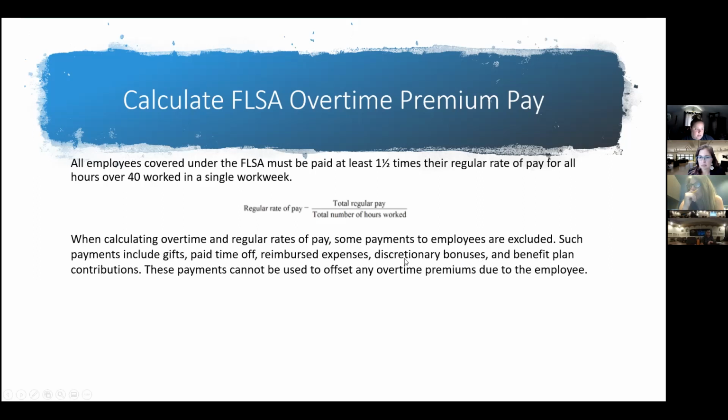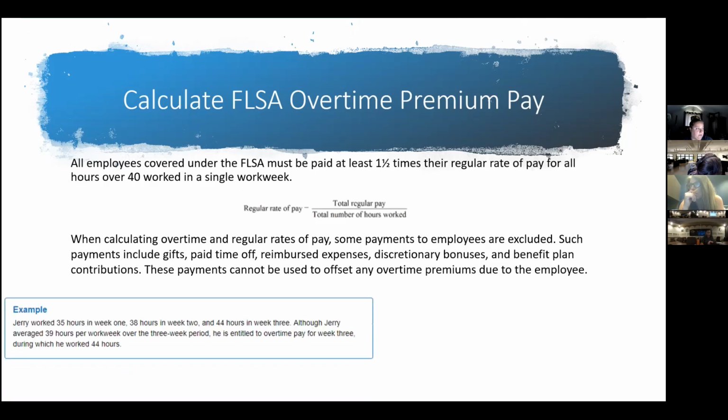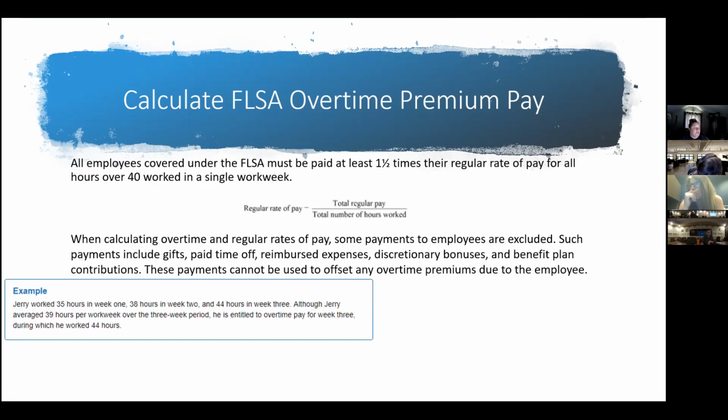Okay. We talked about all this last week. What should be included? Don't include paid time off, gifts, things like that. Those are not included in your regular rate of pay. So if Jerry worked 35 hours in week 1, 38 hours in week 2, and 44 hours in week 3, although Jerry averaged 39 hours per work week over the 3-week period, he is entitled to overtime pay for week 3 because he worked 44 hours.